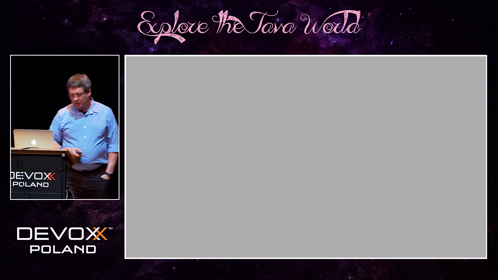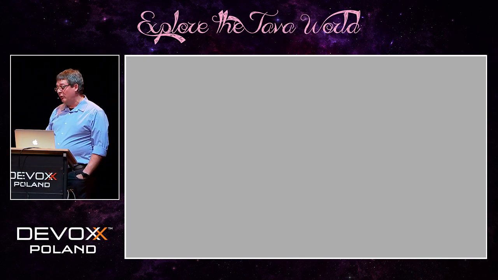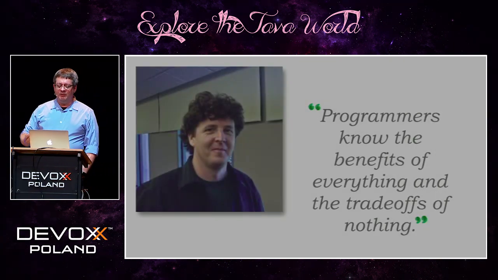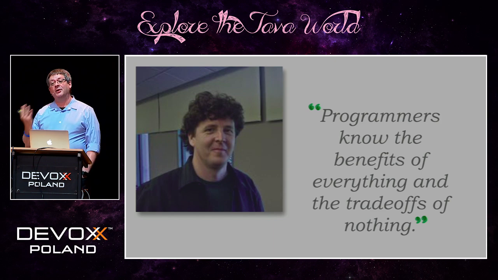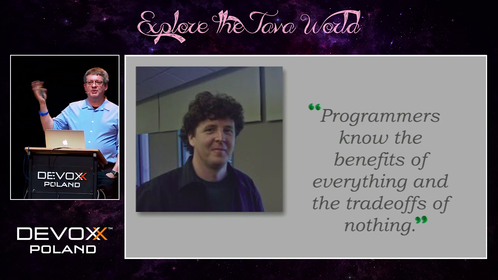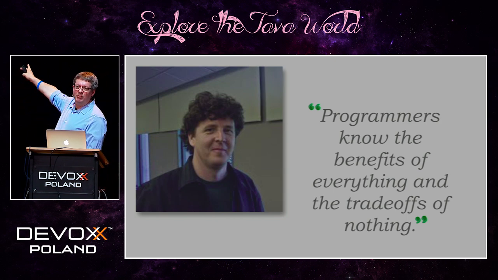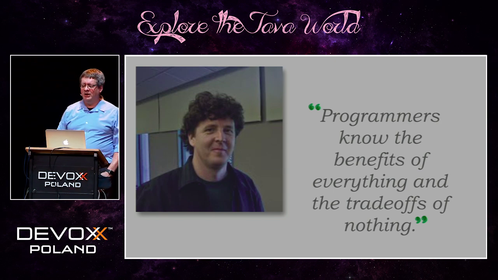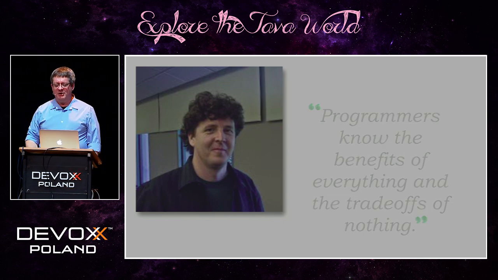Rich Hickey, who's the creator of Clojure, is also really quotable and has a lot of really smart things to say about software developers. One of the things he says is that programmers know the benefits of everything and the trade-offs of nothing. This is one of the great things about being a developer: you don't have to worry that much about trade-offs. That's the architect's problem. Developers can just worry about the benefits and the cool stuff. Architects also have to worry about the trade-offs.